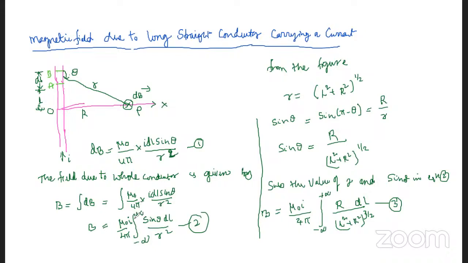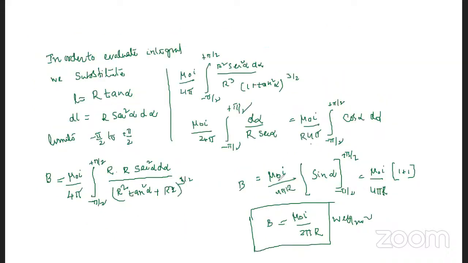If we integrate between the limits minus infinity to plus infinity, we get mu naught I by 4 pi, integral from minus infinity to plus infinity of sin theta dl by r square. From this figure, we have calculated the r value from the right angle triangle, and also sin theta. We substituted the values of r and sin theta and got the B value. So B is equal to mu naught I by 4 pi r into sin alpha between the limits minus pi by 2 to pi by 2. Before that, in order to evaluate the integral, we have taken L is equal to r tan alpha.